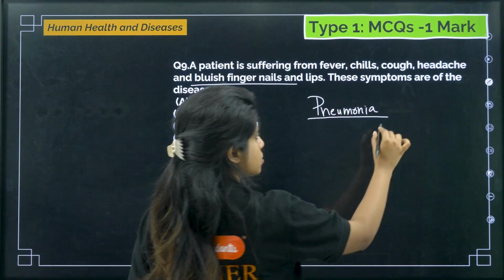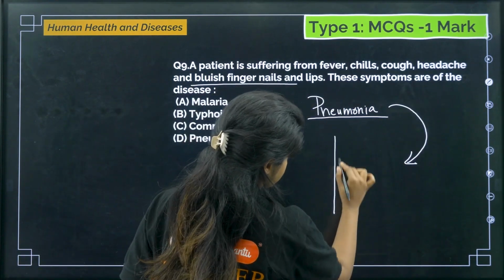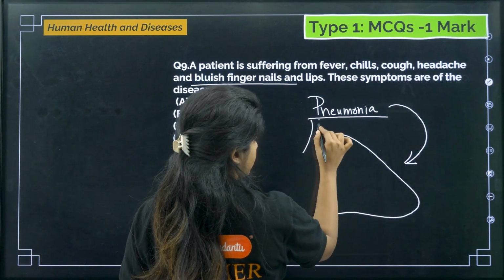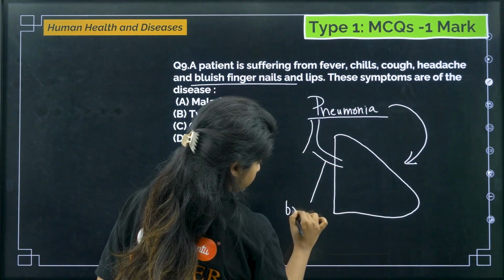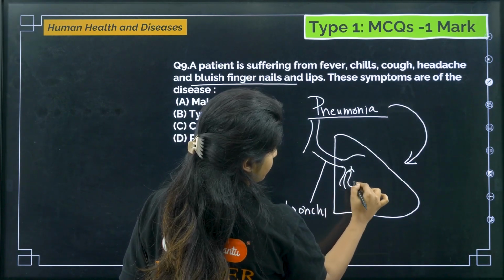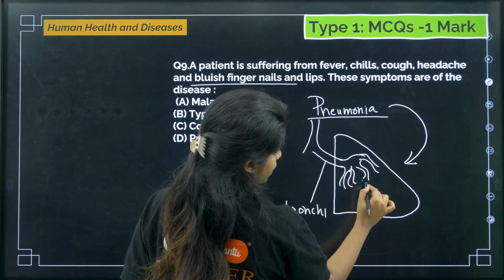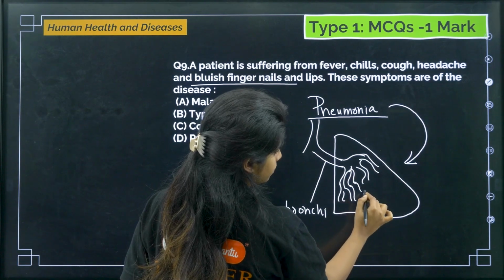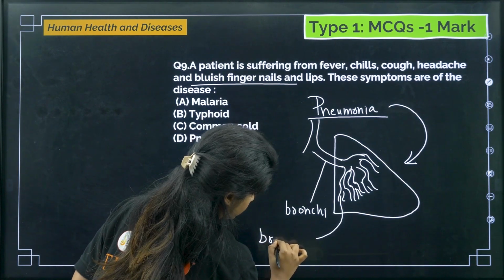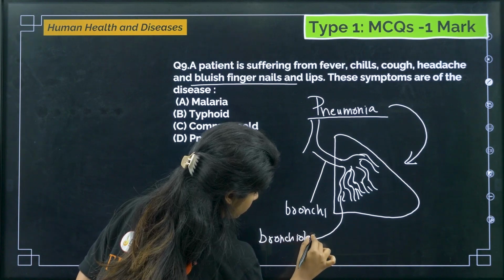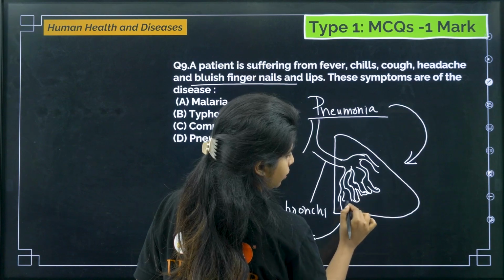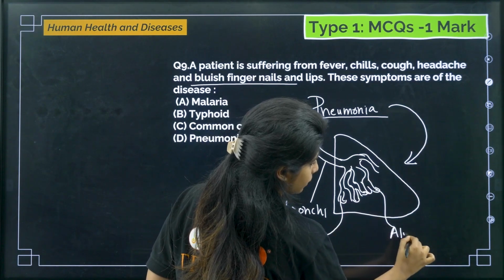Pneumonia is going to affect our lungs. So over here, suppose this is a lung, and you have the trachea. The trachea opens into bronchi. The bronchi open into bronchioles. And at the end, what do you have? Over here, you have the alveoli.